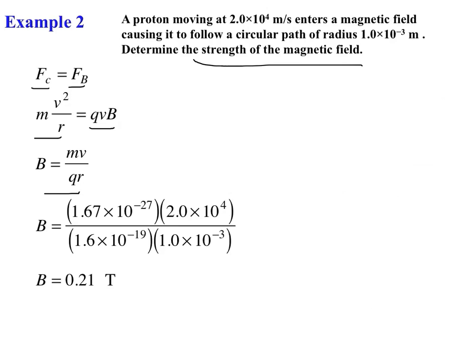Here we went ahead and plugged in all of our information. Again, m is the mass of a proton. V was our speed. Q was the charge of a proton. And r was the radius of that. And when you plug in all of your information, you get 0.21 Tesla.